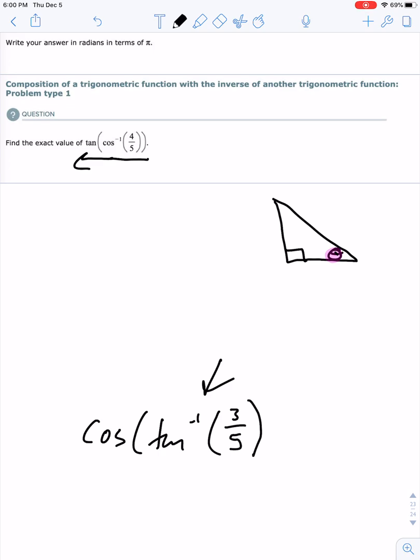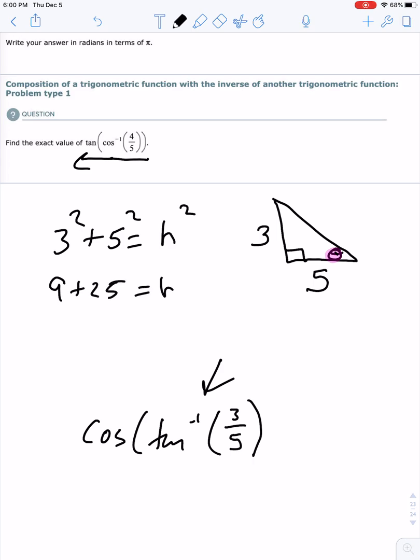Remember, tangent is opposite over adjacent. We're going to use the Pythagorean theorem to figure out the hypotenuse. 3 squared plus 5 squared equals hypotenuse squared. So that's 9 plus 25 is equal to hypotenuse squared. So h is equal to the square root of 34.